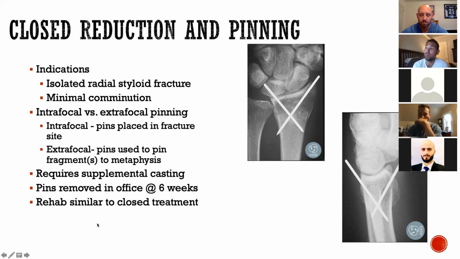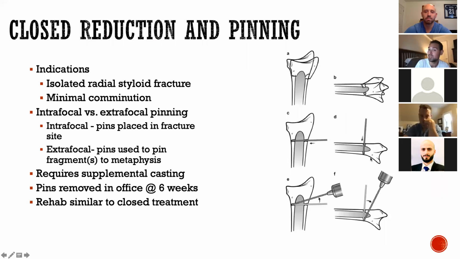There's intrafocal and extrafocal. What you're looking at on the screen right now is extrafocal pinning. This is pinning outside of the fracture site. It just crosses and holds the alignment. And then intrafocal pinning is this technique, which is basically you put a pin in the fracture site and then you make a correction using the pin and then you drive the pin across. It's also known as Kapandji pinning.